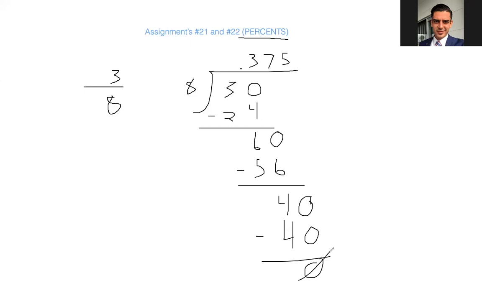So now in this case, we know that 3 over 8, the decimal is going to be 0.375. But then if I ask for the percent, then what you have to do is move this decimal to the right 2 times and then put the decimal there. So the percent is going to be 37.5%. 37.5%, that'll be the answer for that one.